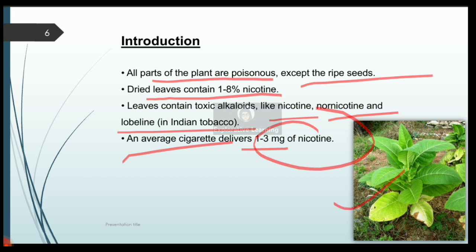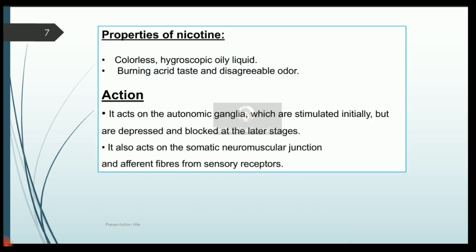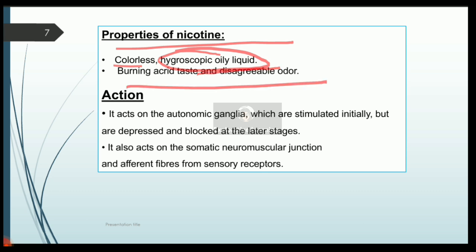So these are the leaves of the tobacco plant. In dried form they contain 1 to 8% of nicotine. The percentage of nicotine, the percentage of alkaloid in the entire plant may vary from portion to portion. Then some properties of nicotine: it is colorless and hygroscopic. Hygroscopic means it has a water absorbing property. It is an oily liquid and has a burning taste, and it is also degradable in water.